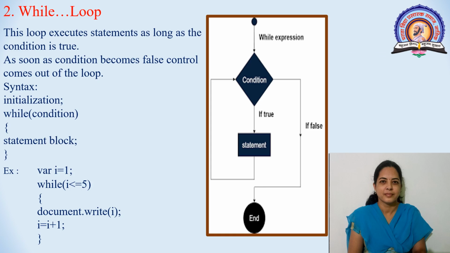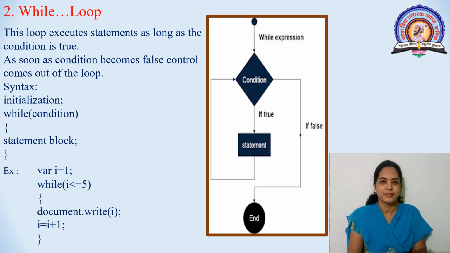Next type of loop is while loop. So this loop executes statements as long as the condition is true. As soon as condition becomes false, control comes out of the loop. Here you can see the syntax: initialization, while in bracket, condition, opening curly bracket, statement block, closing curly bracket. Here you have to write the curly brackets if there are more than one statements. If there is only one statement, you can omit these curly brackets.